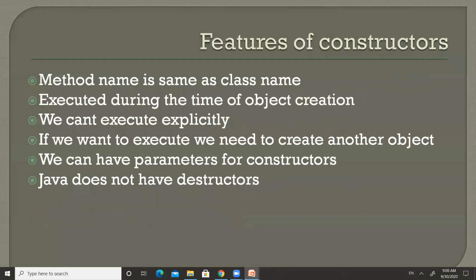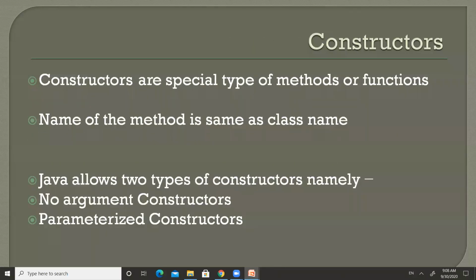You can see here, a constructor is a special type of method, or we can also call it a special type of function. If we are dealing with methods, the class name and the method name are different. But if the class name and method name are both the same, then it is called a constructor. So the only rule is that the class name and method name should be the same as each other. So the name of the method is the same as the class name, right?